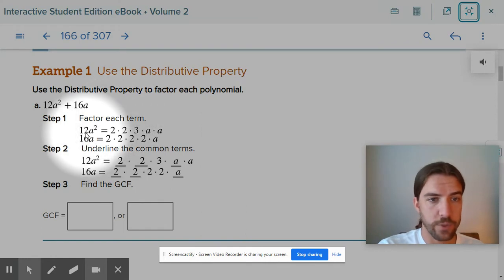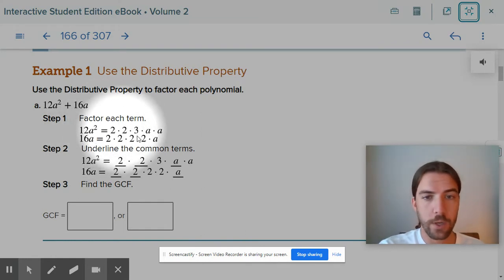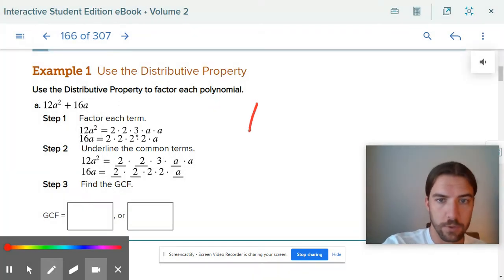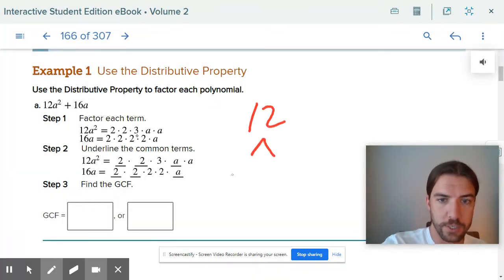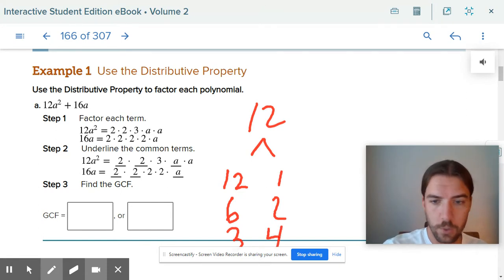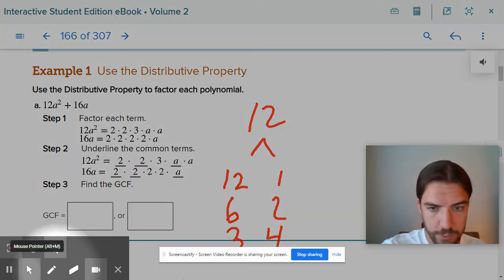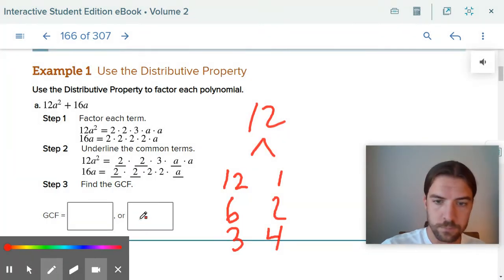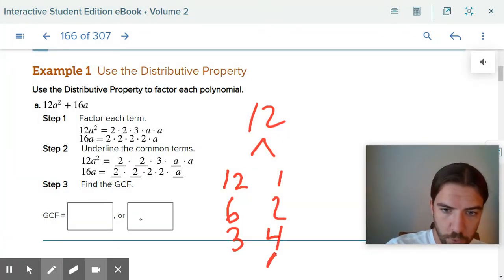that number. So if we think about the 12 first, 12 can be factored in a few different ways. You could break it into 12 times 1, 6 times 2, or 3 times 4. We are going to start with that bottom one, 3 times 4. And we are then going to break up the 4 into 2 times 2.